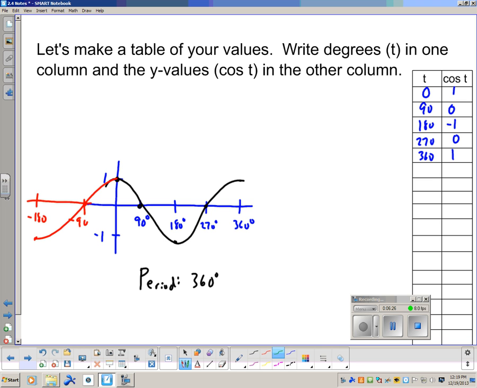Amplitude, again, I could put a nice horizontal line through there. And the amplitude here, that's just 1. Oops, that's not amplitude. There you go, amplitude. 1. And we could go here as well if we wanted to.